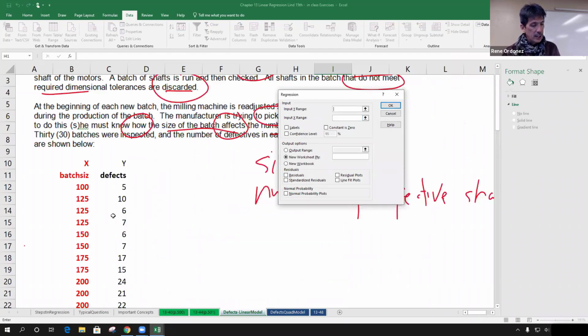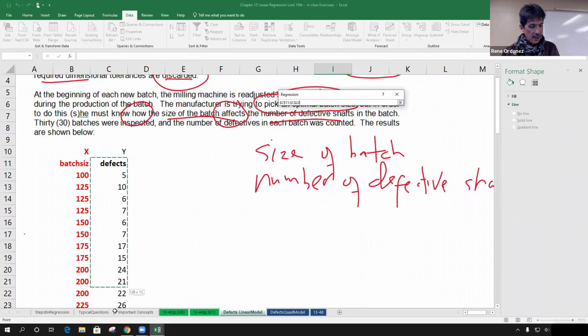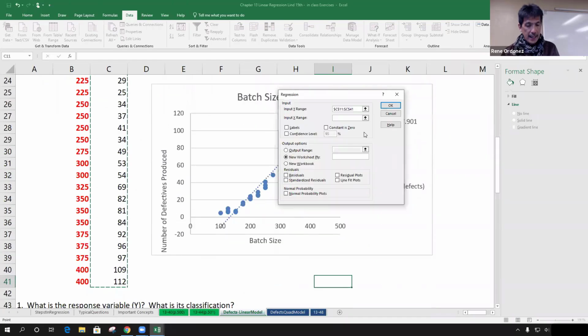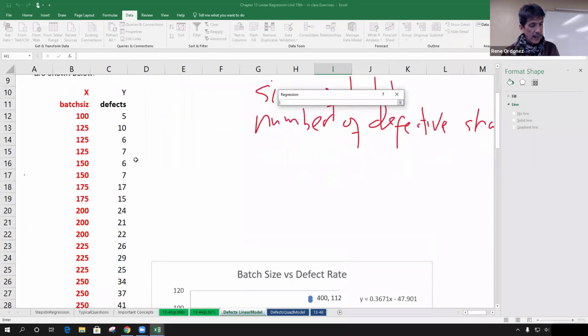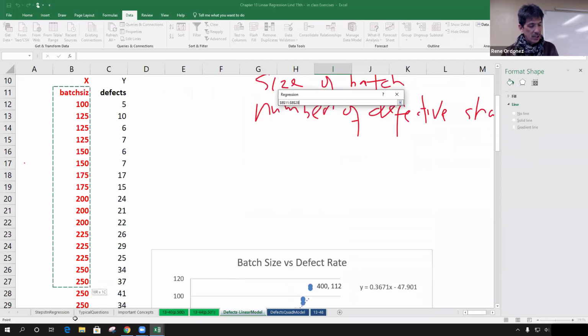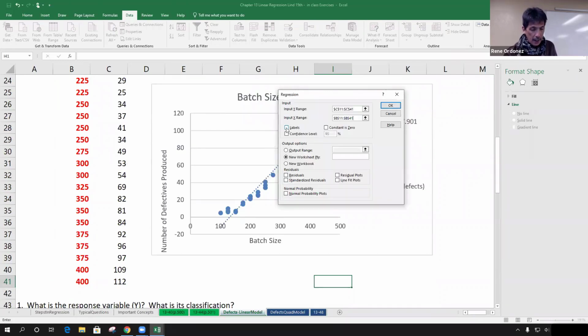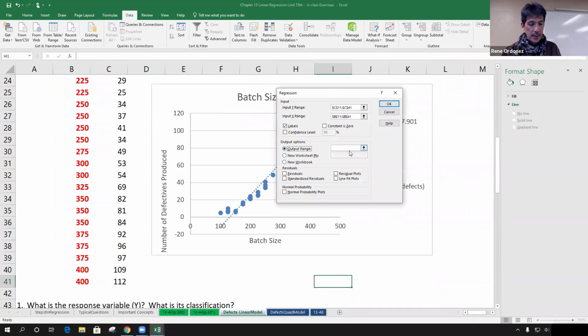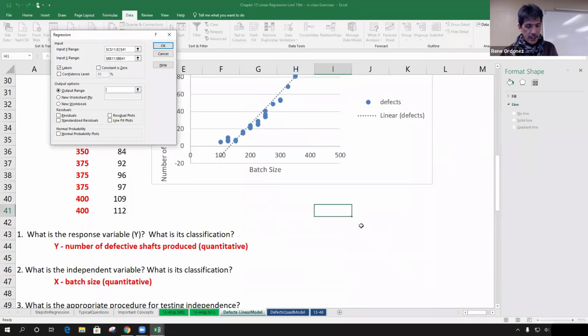Okay, input Y range. The input Y range would be defects all the way down to here. And then the input X range would be batch size down to here. I included the labels for the two columns, so I have to select that. And then the output range, let's put that same output in the same worksheet. Maybe over here. And we are going to generate the residual plots and the normal probability plot.